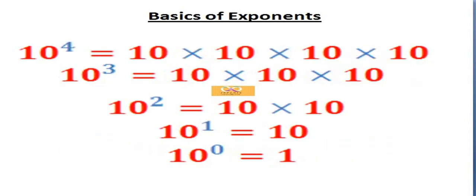Next we will go to the basics of exponents. I have given some examples over here where I have taken the base number as the same one and I have just changed the power number. So let's see, 10 to the power 4, which means 10 is multiplied by itself 4 number of times. So 10 multiplied by 10 multiplied by 10 multiplied by 10. Similarly, I have done 10 to the power 3, 10 multiplied by itself 3 times, 10 to the power 2 where 10 is multiplied by itself 2 times, 10 to the power 1, I have just 10 over here, and the last one is 10 to the power 0.